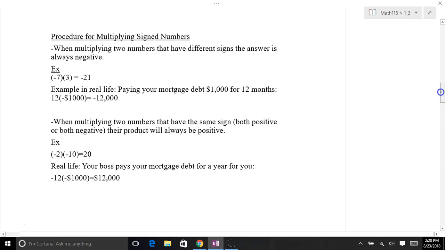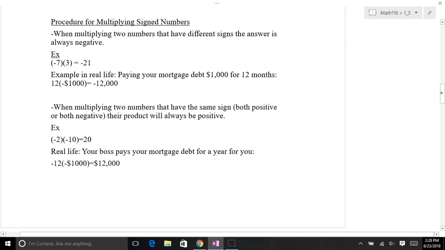So the commutative and the associative properties of multiplication hold for real numbers. Let's talk about procedures for multiplying signed numbers. When you've got two numbers, if they have different signs, it's going to be negative. So a negative times a positive is a negative. For example, if you're paying your mortgage debt, you've got a debt of $1,000 and you pay it 12 months, you're losing $12,000 paying for your housing.